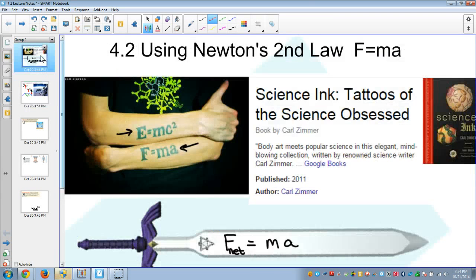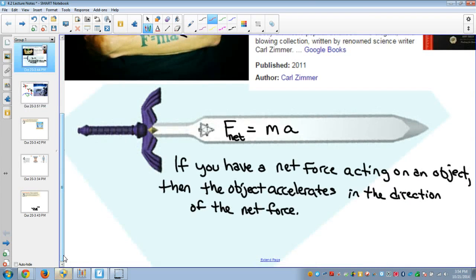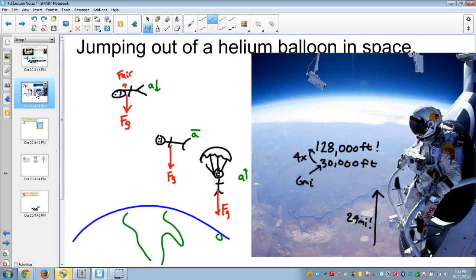I go back to my master sword. If you've got acceleration acting on an object, then you have a net force. I just switched these around. I have to have a net force to have acceleration. Right here in the middle, he's cruising at a constant speed. That means air resistance is the same amount. And this is called terminal velocity.